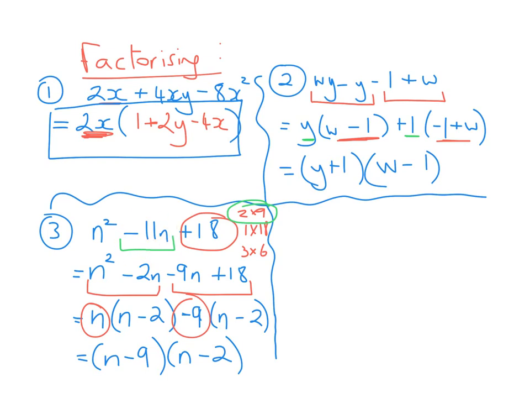Sometimes this term here could be 0, but the general ones that you're used to seeing from your junior cycle would be 3 terms, where one of them is squared, one of them is linear, and one of them is just a constant number by itself. And then the final type of factorizing that you need to be able to do from your junior cert is the difference of 2 squares.